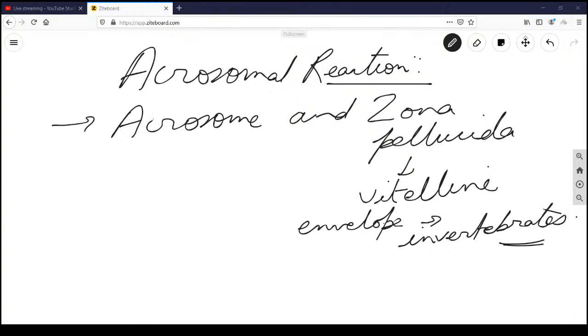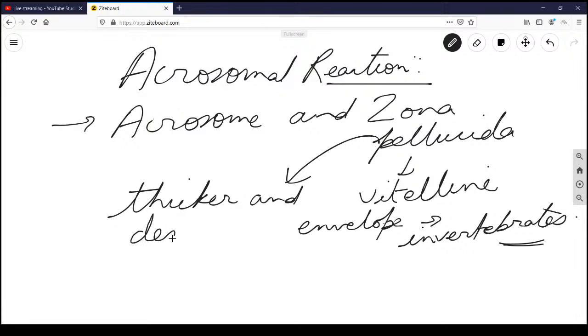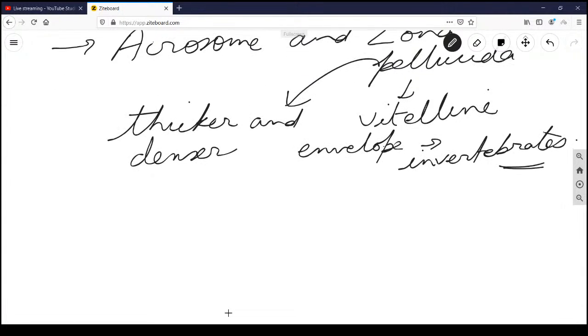But how is zona pellucida different from the vitelline envelope? Again, a NEET question. The answer is it is a far thicker and denser structure than the vitelline envelope.